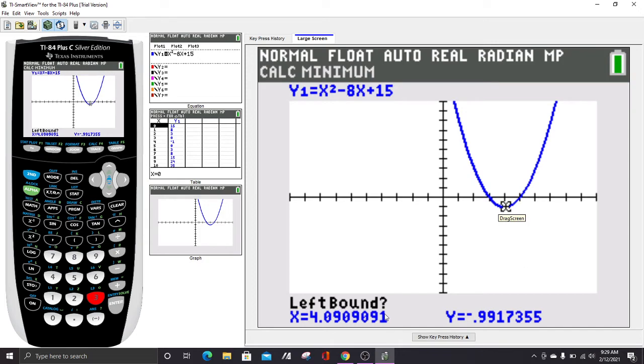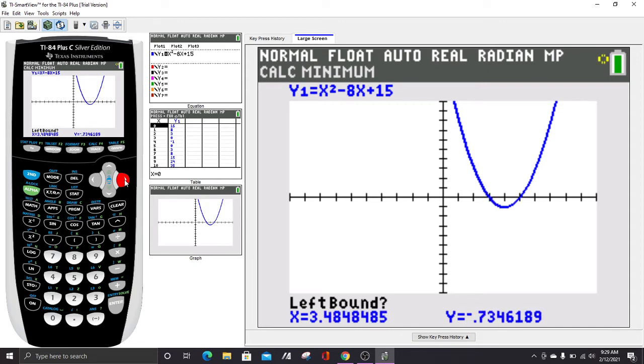So that's why it says at the bottom, left bound. We have to put a left boundary, which means I'm going to come over here and move my cursor to the left. So I just move it until I'm to the left. Now, it's kind of up to you how far. I could put the boundary as far up here, or I could be a little closer. It doesn't really matter. We're all going to get the same answer, okay?